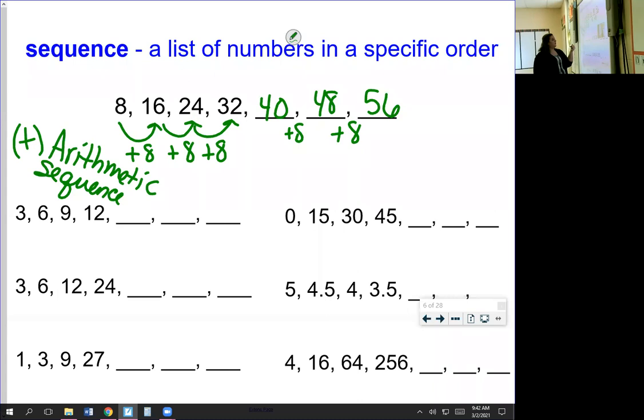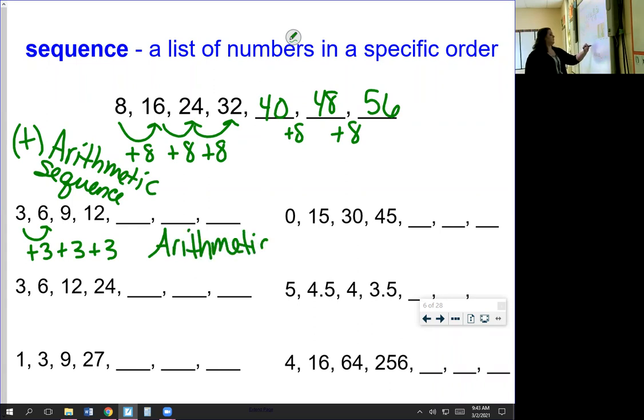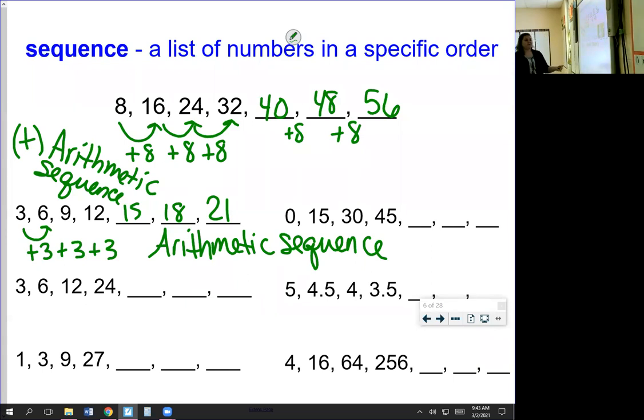All right. So therefore, if we looked at all these examples here, let's see, is this times 2? No. So it's plus 3, plus 3, plus 3. So since this is doing addition repetitively, this is an arithmetic sequence. So therefore, the next term would be 15, add 3, add 3. Okay? So again, that's an example of an arithmetic sequence.